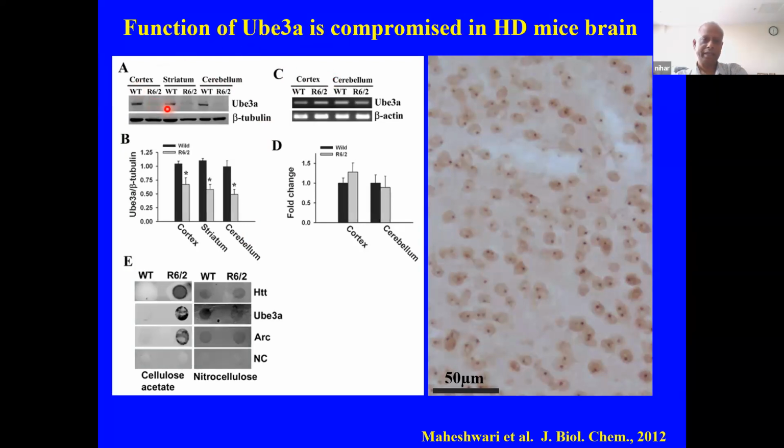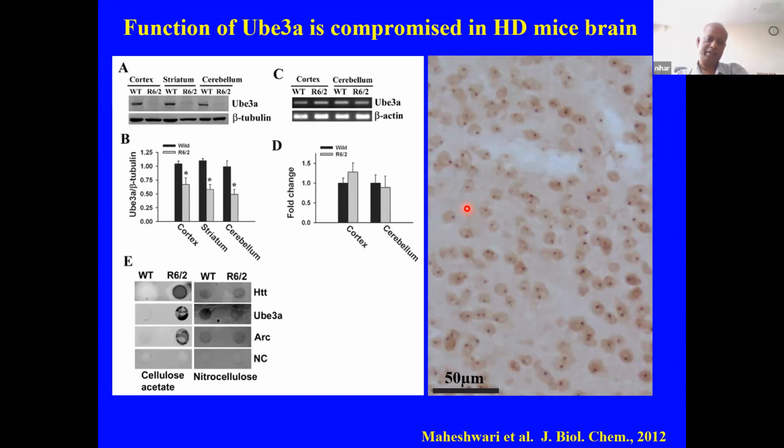Because if you see in the case of Huntington's disease mice, the soluble level, you have to think about it, the soluble level is dramatically dropped. Because probably most of the Ube3a is now co-localized to the aggregates. And therefore, its function could be compromised, right?